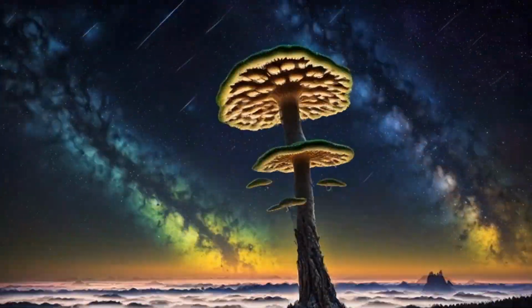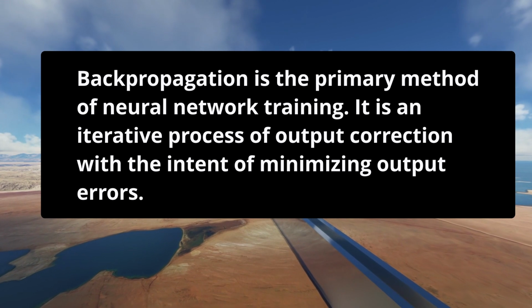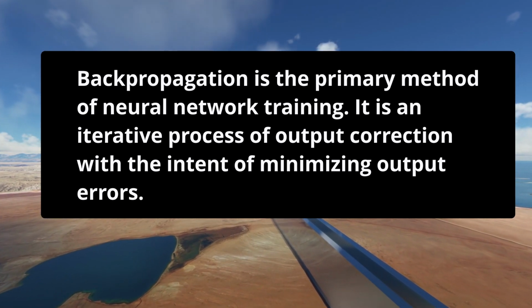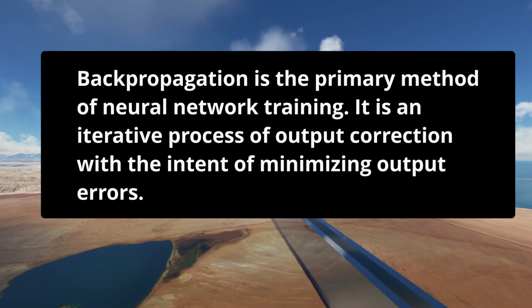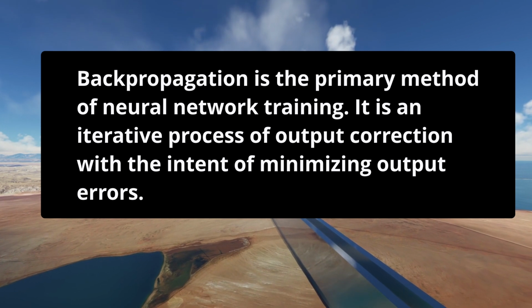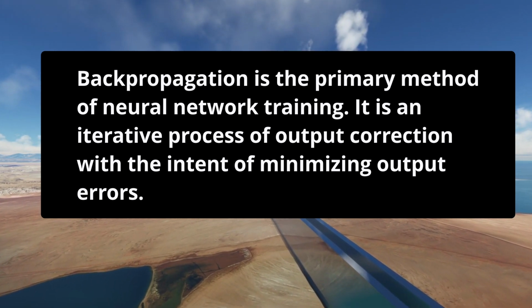I would suggest the following as 3 takeaways from the video. 1. Backpropagation is a central mechanism in neural network training. It involves adjusting the network's weights and biases based on the error between the network's predicted output and the actual desired output. This iterative process is essential for the network to learn from the training data.